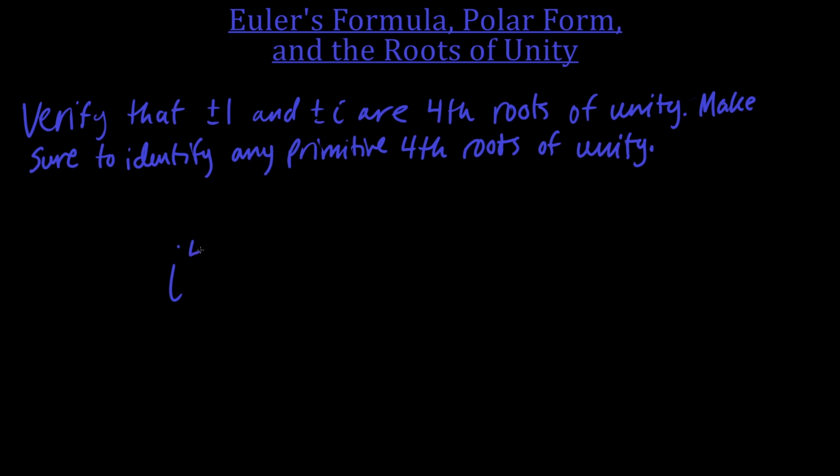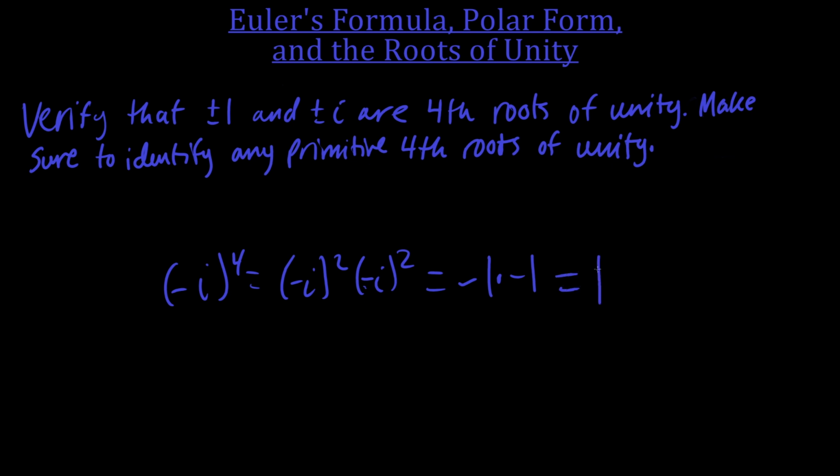What about I? Is I to the fourth power equal to 1? Well, I to the fourth power equals I squared times I squared. And I squared is negative 1, so this equals negative 1 times negative 1, which is 1. So I is a fourth root of unity. Now, what about negative I? Well, negative I to the fourth is the same as negative I squared times negative I squared. And negative I squared is negative 1, so this is equal to negative 1 times negative 1, which equals 1. So negative I is a fourth root of unity.